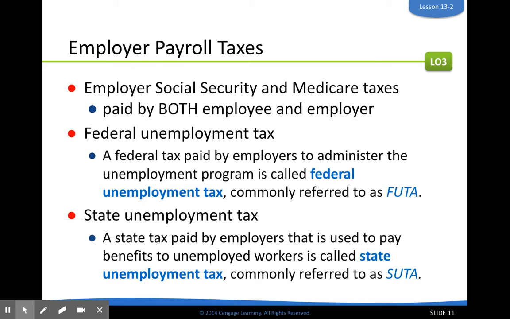Federal unemployment tax and state unemployment tax are just paid by the employer. So these are paid by employers to use for the unemployment program if they are needed. FUTA is federal unemployment tax, and SUTA is state unemployment tax. For federal unemployment tax, we use 0.8%, and for state unemployment tax, we use 5.4%.